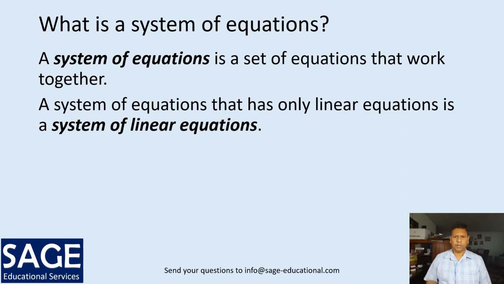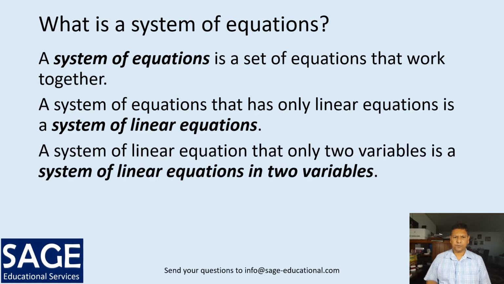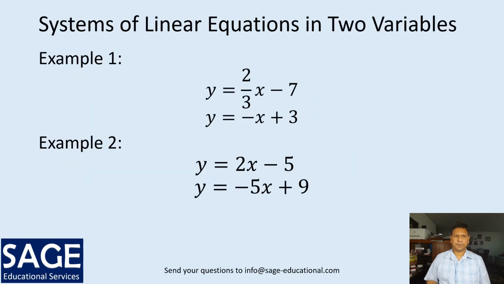So when you have only linear equations in a system, then that system is called a system of linear equations. And if your linear equations have only two variables, then that would be a system of linear equations in two variables. So this video would actually talk about a system of linear equations in two variables. So here are two examples of a system of linear equations in two variables. You can see in both of the examples, the equations are linear. There are two variables and then there are two equations. So in order to solve a system of linear equations in two variables, you will need at least two equations.